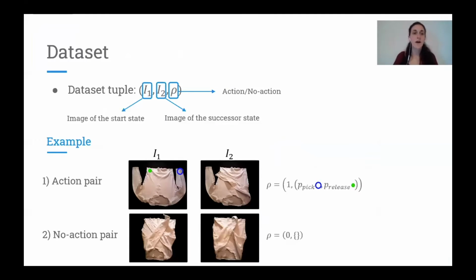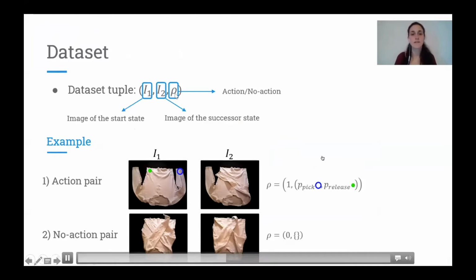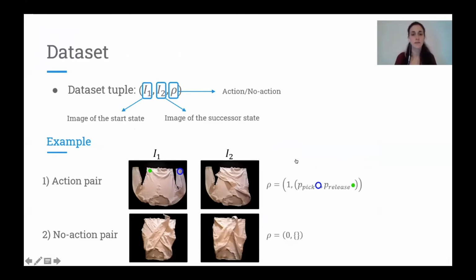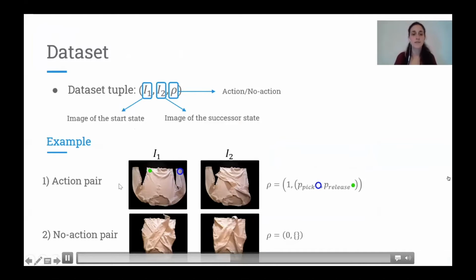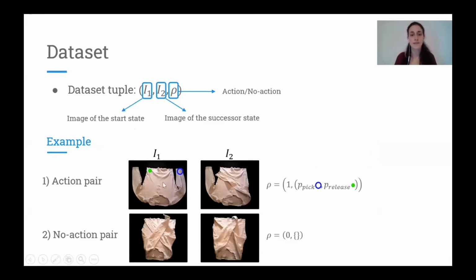So our approach relies on a dataset composed of the following tuples, where the first element of the tuple is the image of the start state, then we have the image of the successor state, and then we have the information of whether there is an action or no action between these states. So for example, here we have a first example of action pair where there is an action between these 2 states, and then we have a no action pair where there is no action between these 2 states.